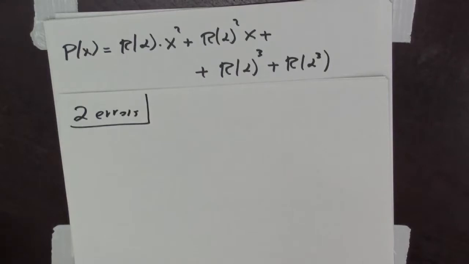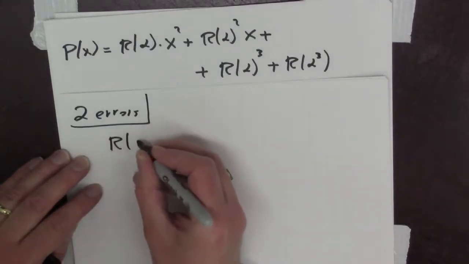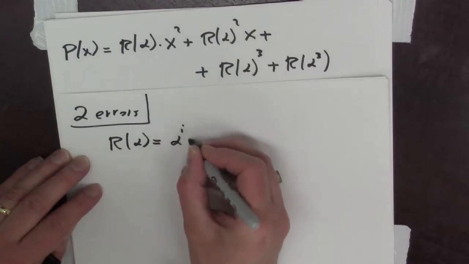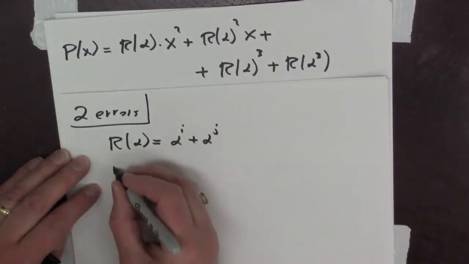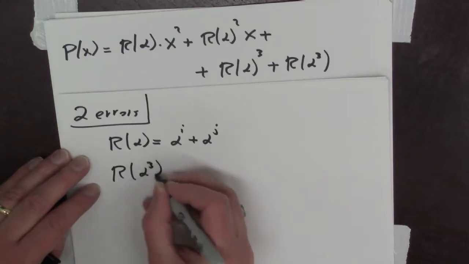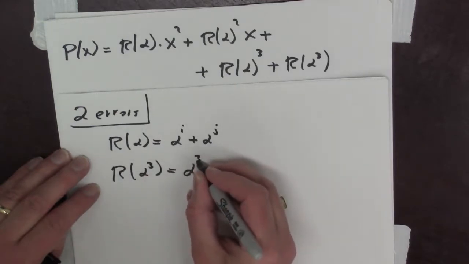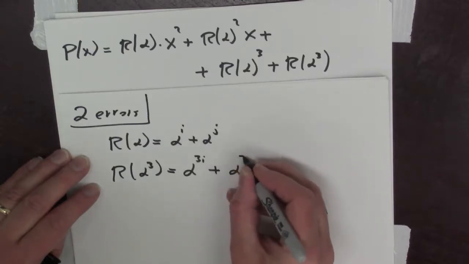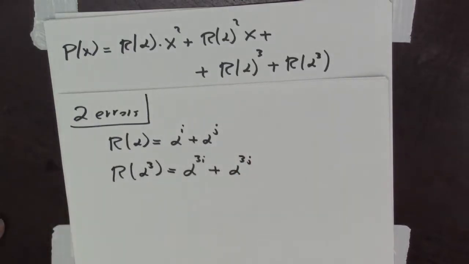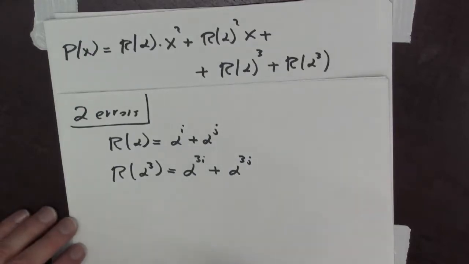2 errors. So let's just remind ourselves. R of alpha is alpha to the I plus alpha to the j. R of alpha cubed is alpha to the 3i plus alpha to the 3j. And now we can substitute that in p of x. A magic polynomial came out from the hat, and let's see what's going to happen. Of course, we can get a long expression, but bear with me. The magic is going to happen here.